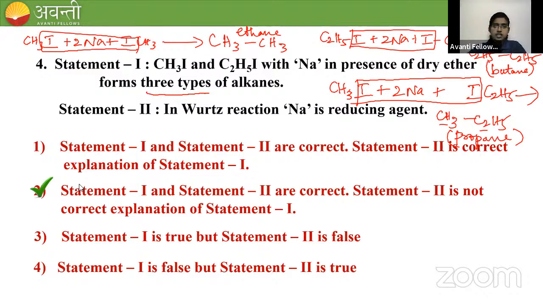Got it? I hope this is clear to all of you. If you're having any doubt, you can put it in the chat box. Both the students, those who are watching from Zoom as well as from YouTube, you can text me or put it in the chat box if you're having any doubt in this question. Got it? So now I will move on to question number 5 for you.